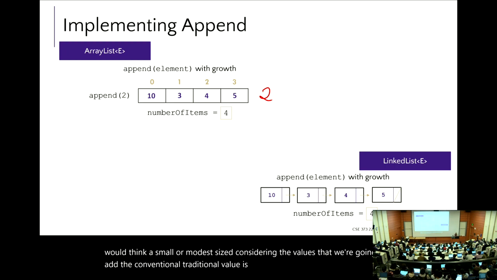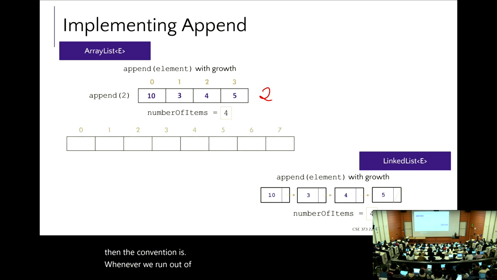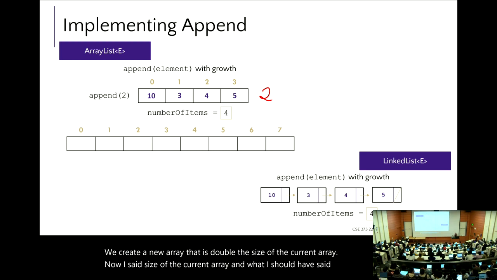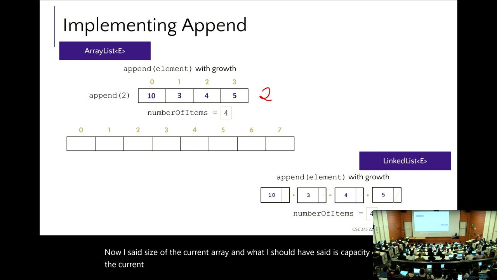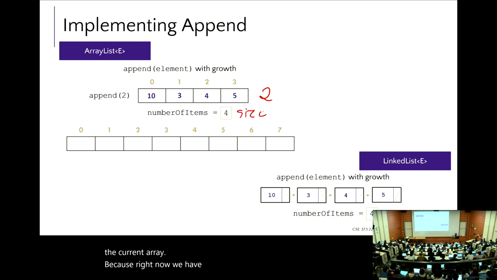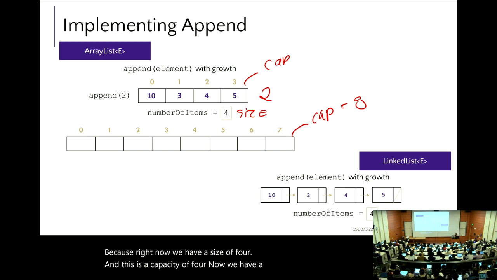Is there a reason that it's 10? I don't know. It sounds good to us. That seems like a wieldy size of array. And then the convention is whenever we run out of space, we create a new array that is double the size of the current array. Now I said size of the current array, and what I should have said is capacity of the current array, because right now we have a size of 4, and this is a capacity of 4. Now we have a capacity of 8.